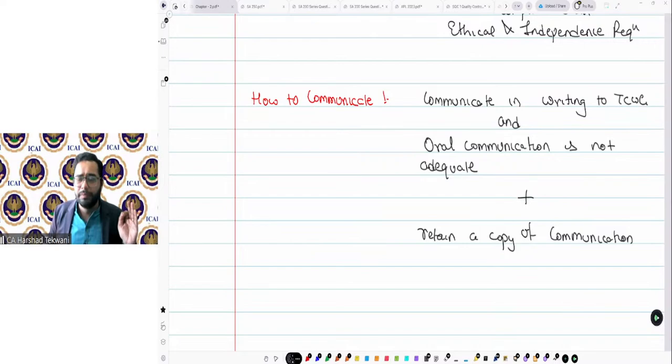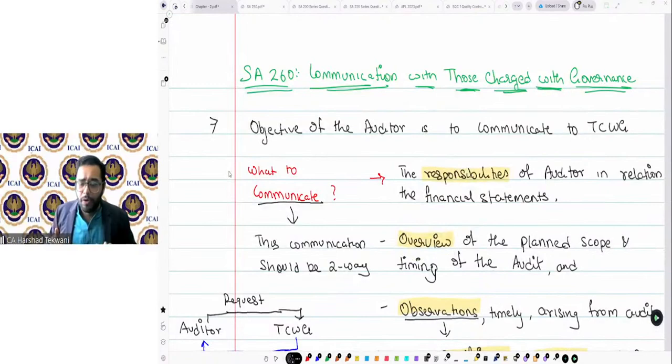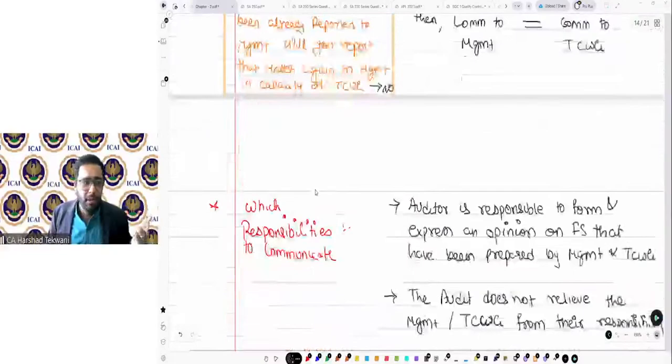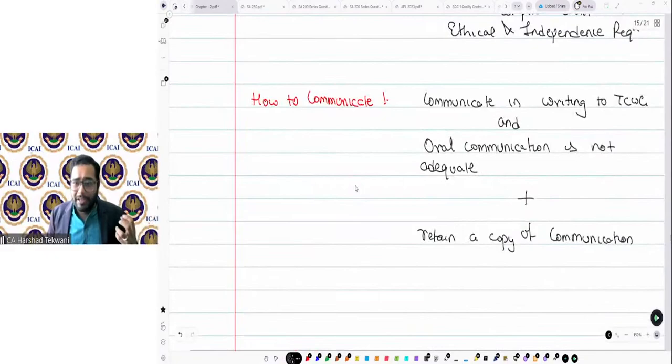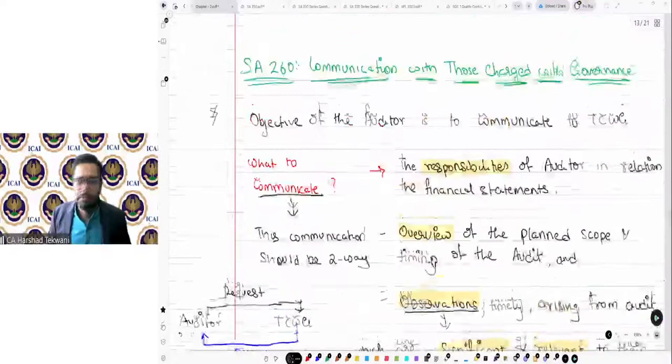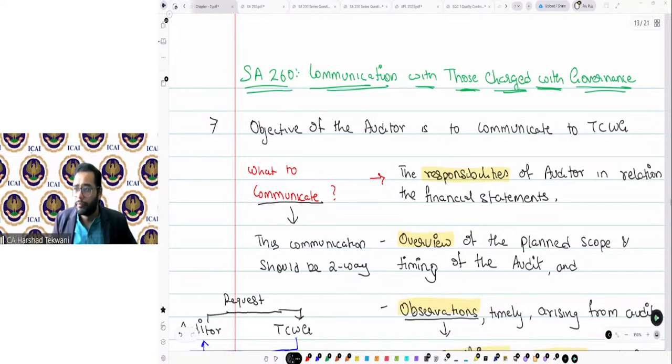So if you want to understand the standard, just focus on the questions. Like, what is the objective? How to achieve the objective? Who are the concerned persons in the objective? So here, if we have to communicate, then what to communicate, to whom I need to communicate, which responsibilities, which significant findings or observations, which independence requirement, and then how to communicate. If you understood that, that is the whole standard. That's it. Any doubt with respect to this? Any doubt, guys?